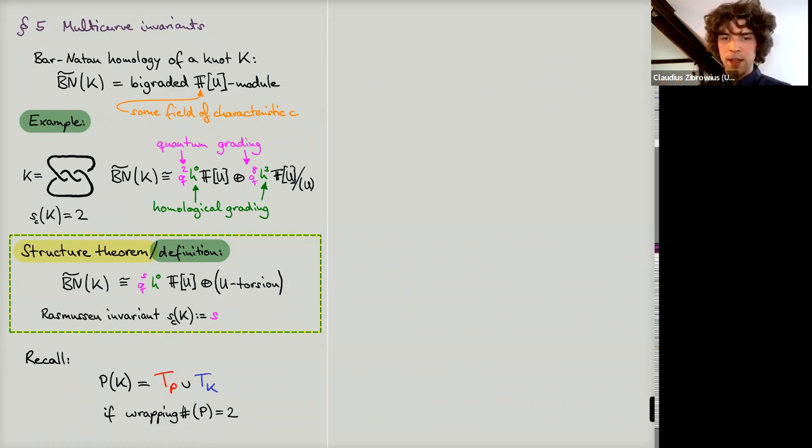They're usually objects in some derived category of some algebra, i.e. some chain complexes over algebras, which in general, for arbitrary tangles, can be quite complicated. But it turns out that in the case that we're interested in, namely where we have the wrapping number 2, where we have this decomposition into 2 Conway tangles, we have a nice topological reformulation of Bar-Natan homology. And this looks as follows.